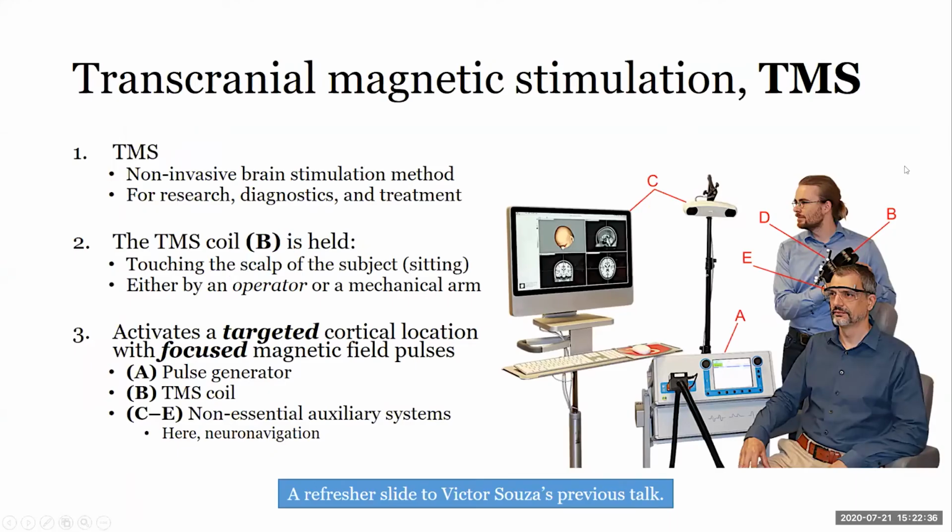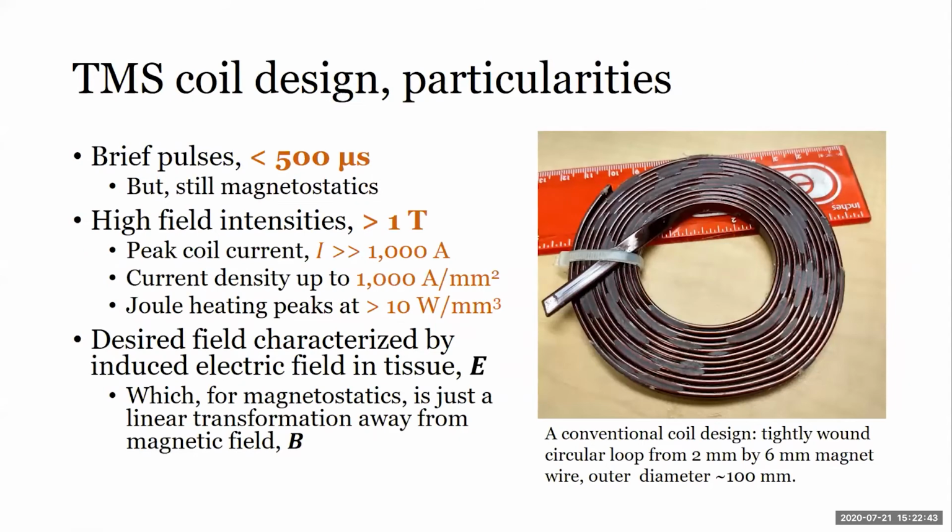So TMS is the same as with Victor, but I'll go slightly more into the detail of just how challenging it is in some aspects. It is indeed brief pulses, but we need very high intensities. So we usually go well above 1 Tesla in peak fields, which means that the coil current in the windings is usually between 3,000 and 8,000 amperes at peak.